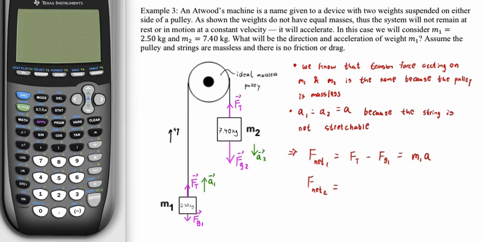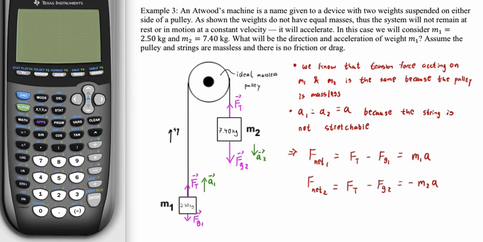Okay, meanwhile, for mass 2, I'm going to have Ft pointing up minus Fg2 equals negative M2A. Why negative? Because we expect it to accelerate down. And now you might be thinking, well, what if I didn't make this assumption? What if I didn't have the intuition that mass 2 is going to go down and mass 1 is going to go up?